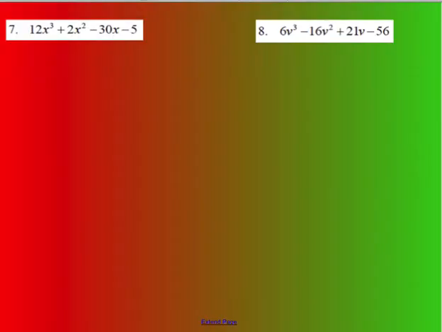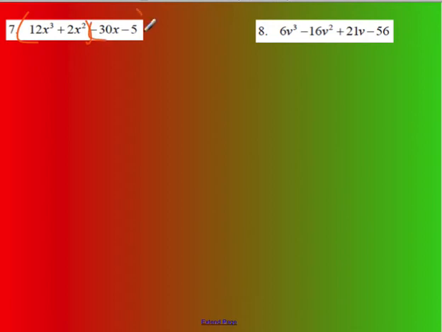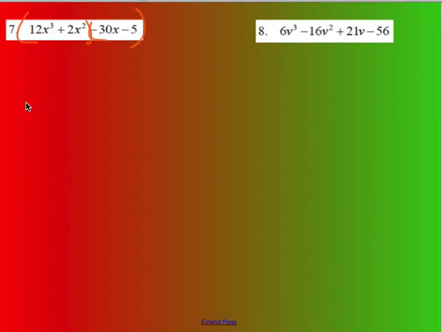So let's take a look at number 7. So for number 7, we're going to factor by grouping. So what divides 12 and 2? Well, that's going to be 2. So I can take 2 out of each term. And then what divides x squared and x cubed? Well, that's going to be x squared.